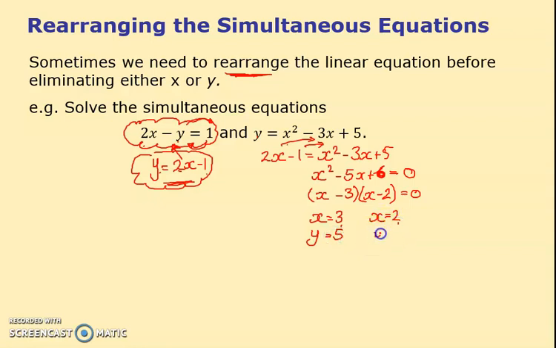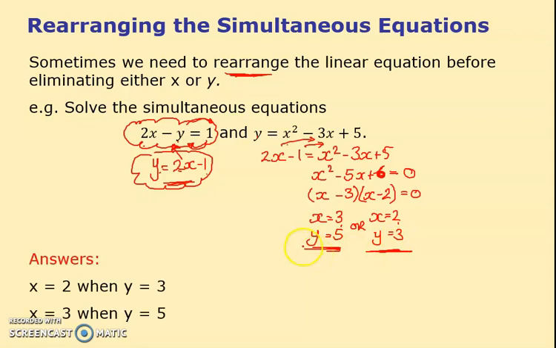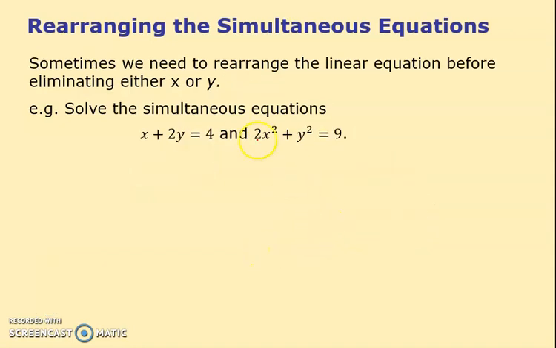Doubled is 4, take away 1 is 3. And this one just says solve. So I'm just going to leave it like that. It doesn't want coordinates, so I'm just going to write it like that. What's it say? X equals 2 and y equals 3. Yep, got that. And x equals 3 when y is 5. I've got that. Did I draw the graph on that one? No, I didn't draw the graph.